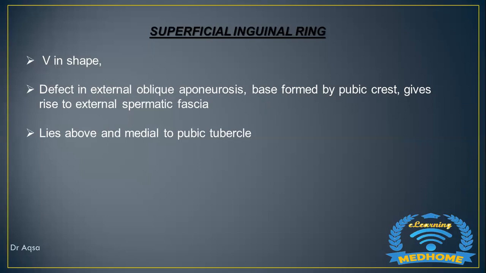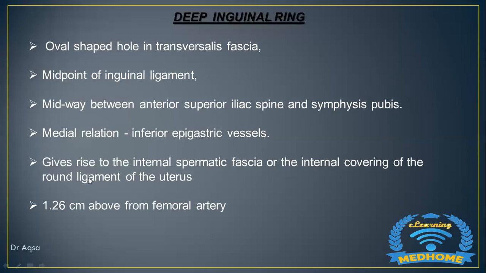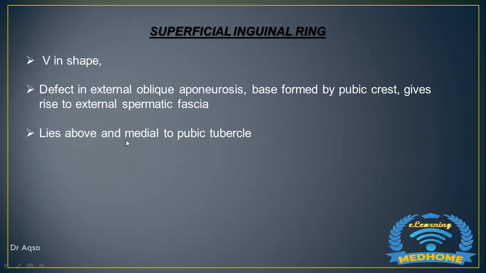While if you remember, the deep inguinal ring is a defect in the fascia transversalis, and it was giving rise to the internal spermatic fascia as well as the fascia covering the round ligament of the uterus. But the superficial inguinal ring is only giving rise to the external spermatic fascia.